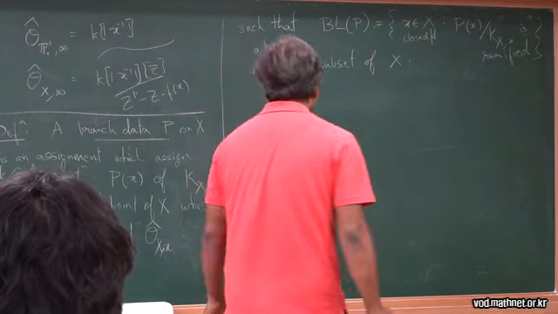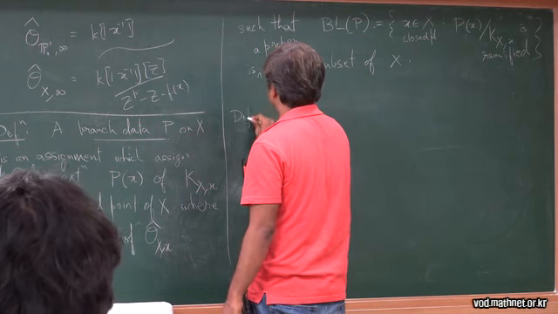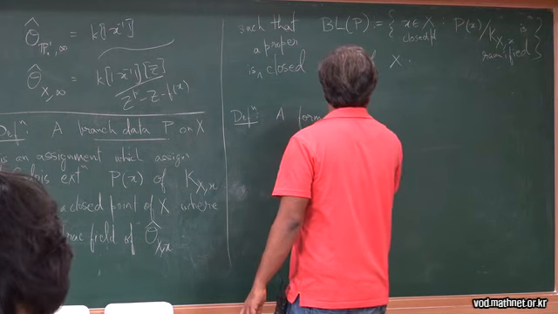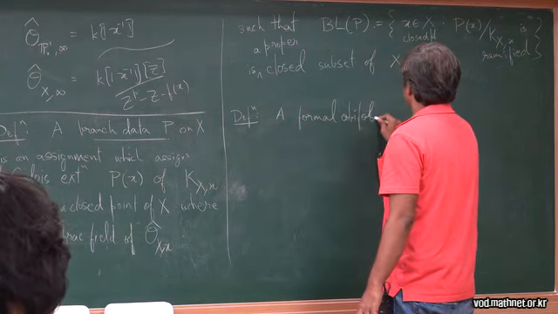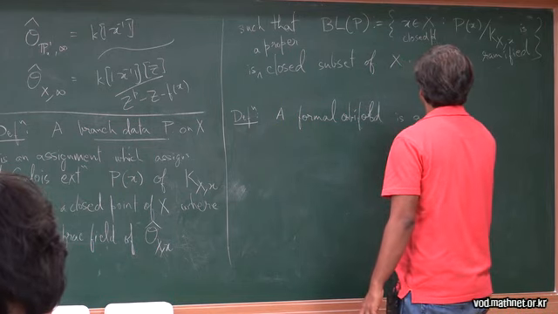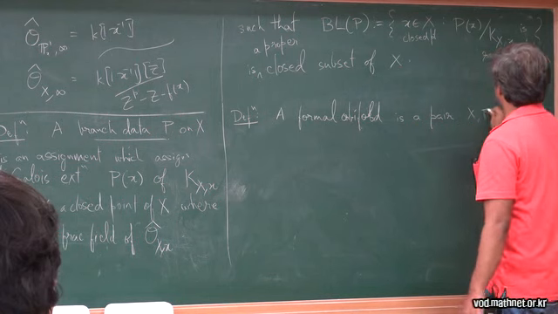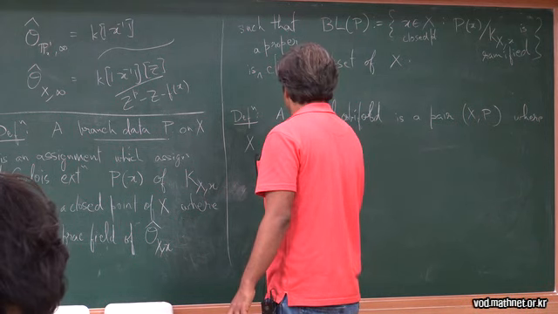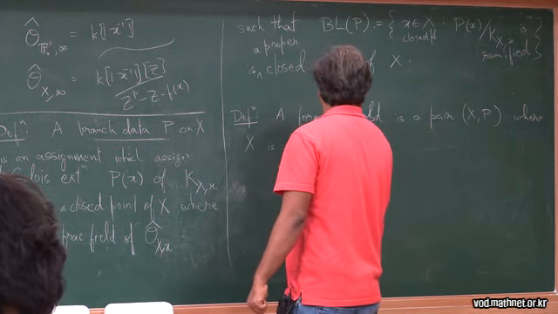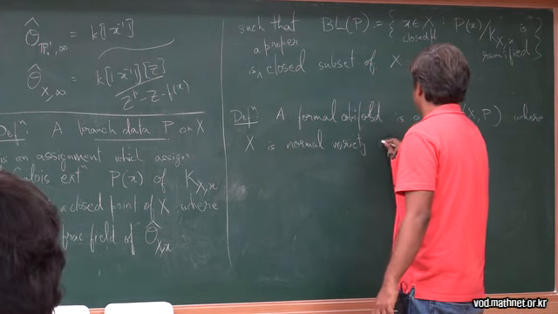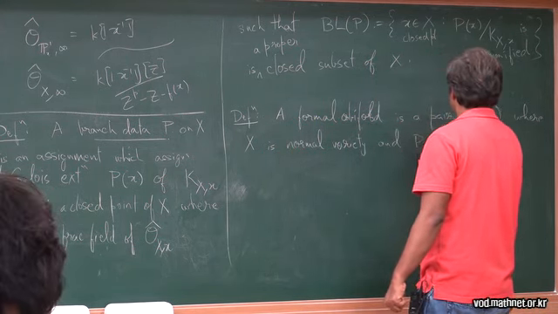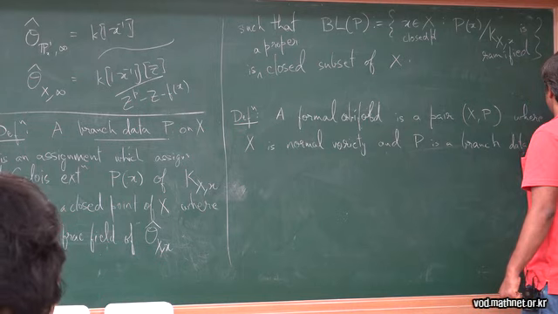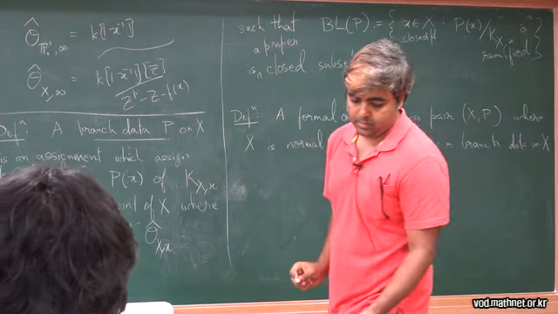So a formal orbifold is just a pair (X, P), where X is a normal variety and P is a branch data on X. Okay.